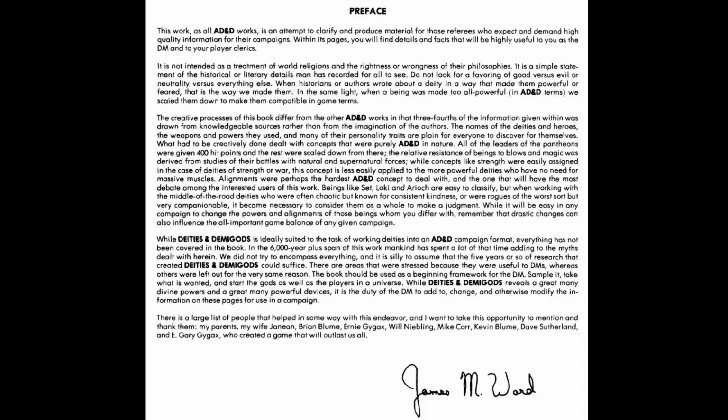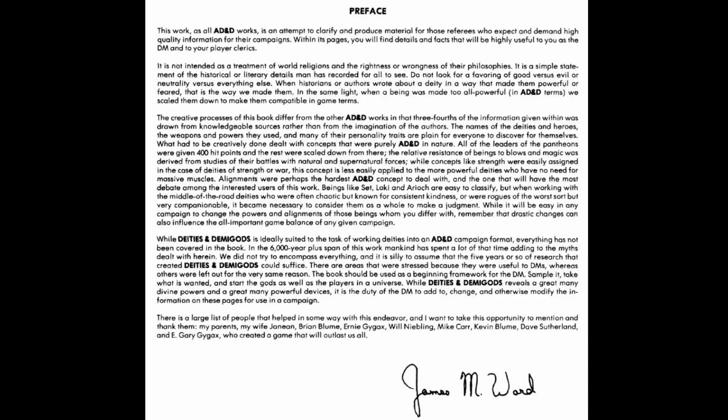While it will be easy in any campaign to change the powers and alignments of those beings who you differ with, remember that drastic changes can also influence the all-important game balance in any given campaign. Let's take an aside to point out game balance being explicitly mentioned, not just in Gary's foreword, but also by Jim in this preface. We'll continue.